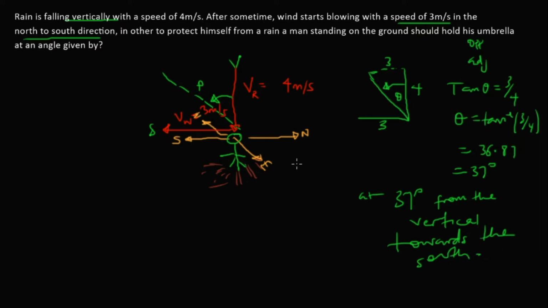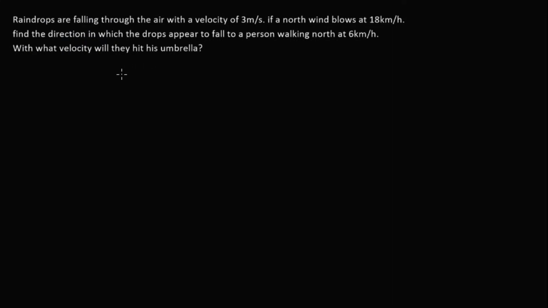Let's solve the next practice problem. Raindrops are falling through the air with a velocity of 3 meters per second. Okay, let's suppose that we have a man.